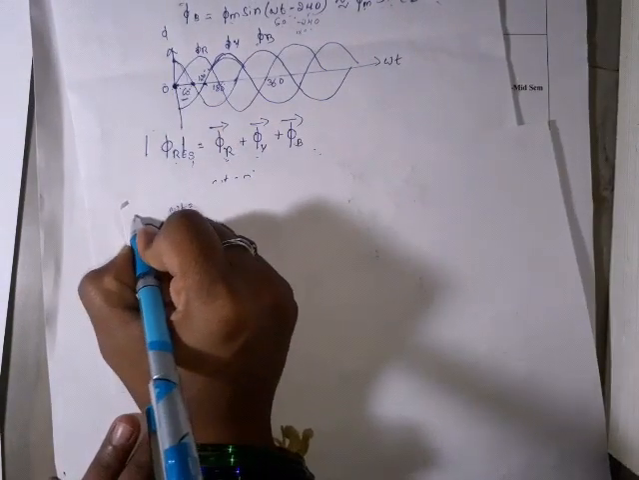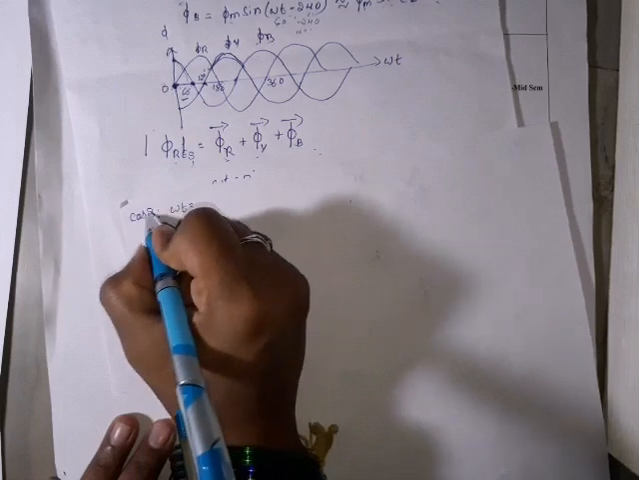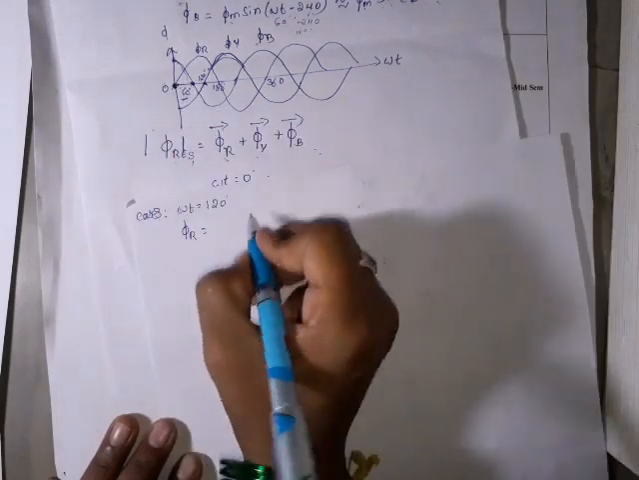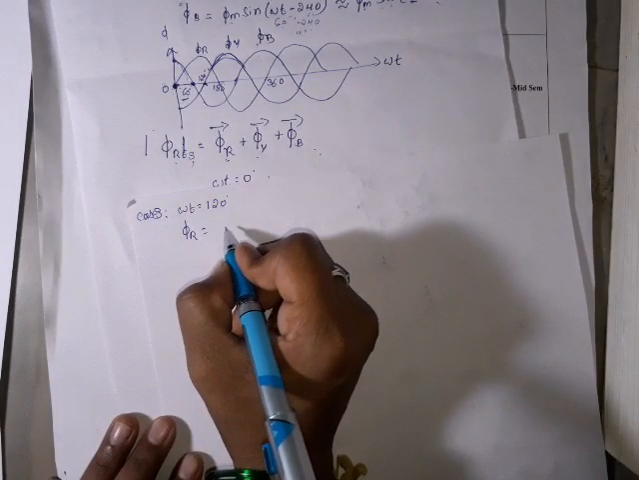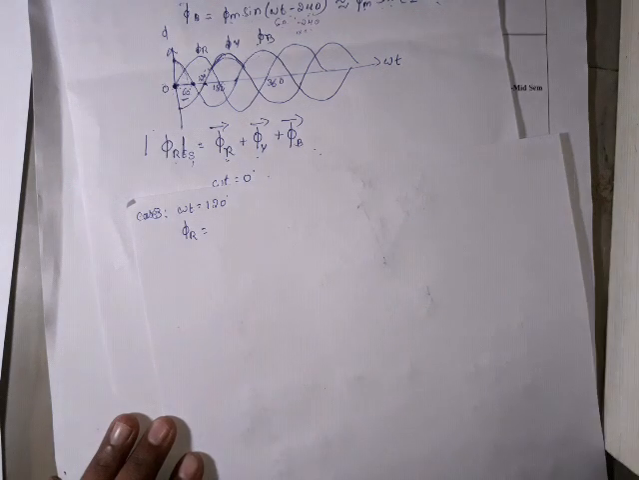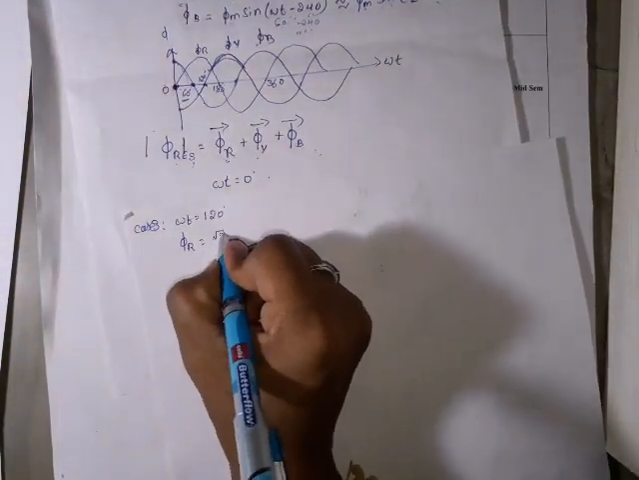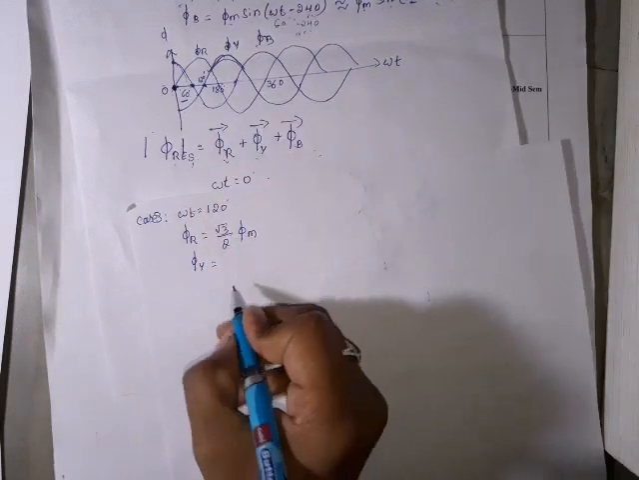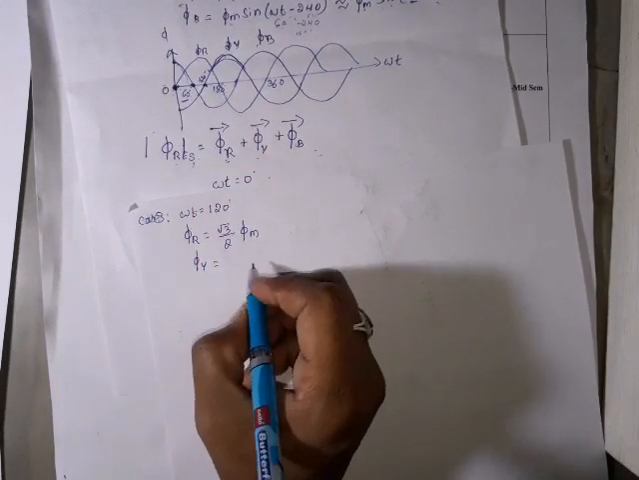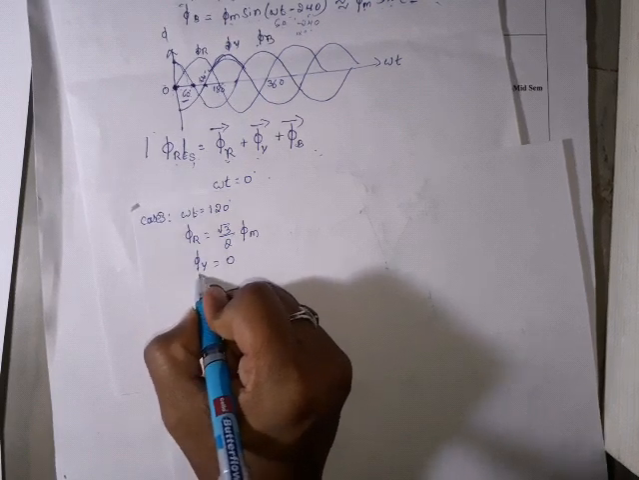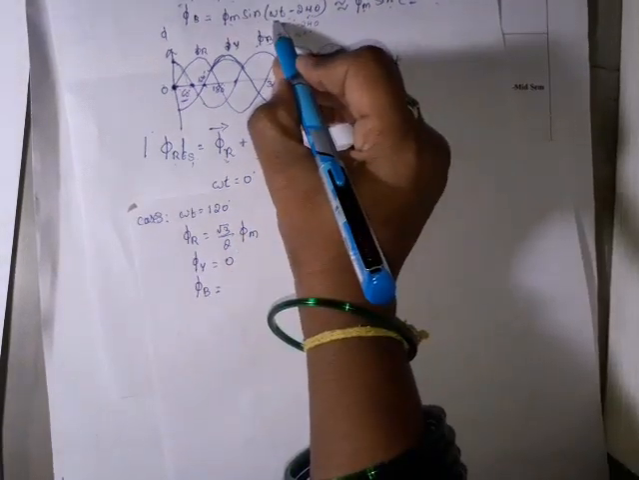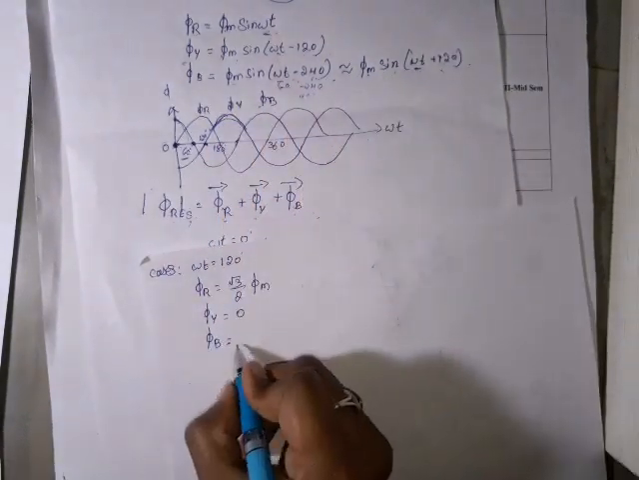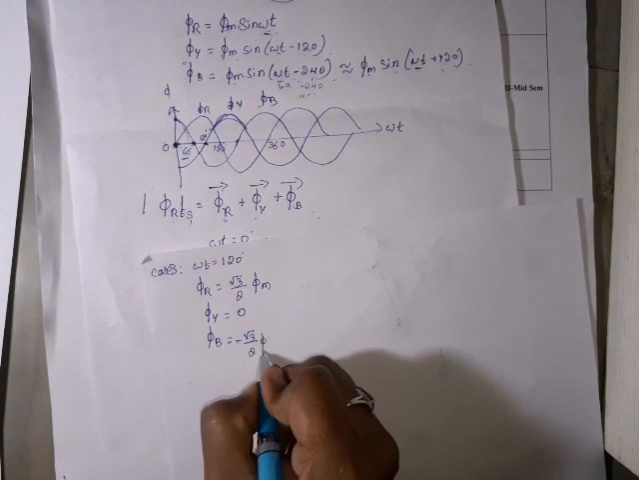When omega t is equal to 120 degree. Case 3, omega t is equal to 120 degree. What is the value of phi r? Phi r is sin 120 degree. What is sin 120 degree? Root 3 by 2 times phi m. Then phi y. The value of phi y is 0 because 120 minus 120 is 0. Phi b: 120 minus 240 will be minus 120. So phi m sine minus 120 is minus root 3 by 2 times phi m.